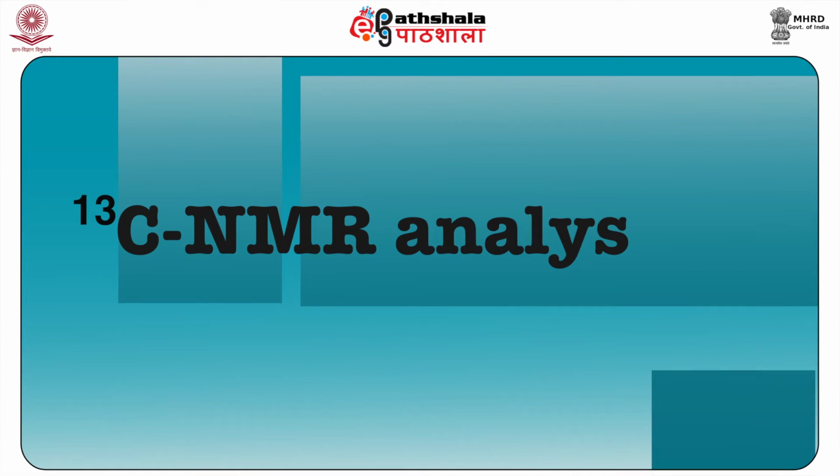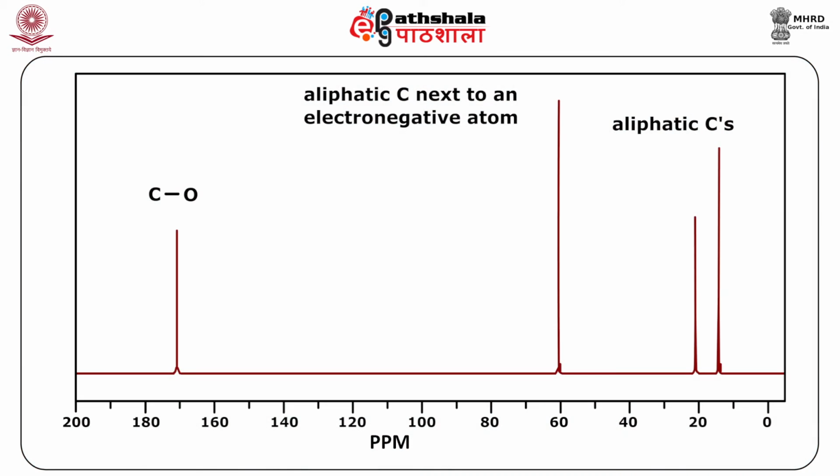Coming to the 13C NMR analysis, as you can see from the 13C NMR spectra given here, the NMR shows 4 different kinds of carbon atoms. The absorption at 172 ppm is typical of the carbonyl carbon. The upfield absorptions at 14 and 21 ppm are likely methyl and/or methylene groups, although no CH splitting patterns are given with this spectrum. The absorption at 61 ppm could be a carbon next to an electronegative atom. So, all this information we can derive from the 13C NMR spectra.